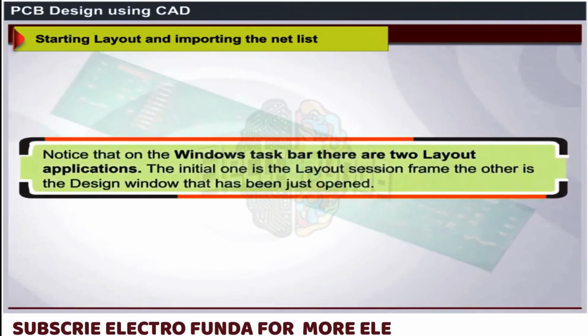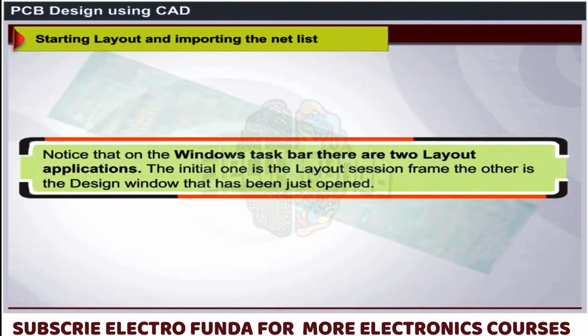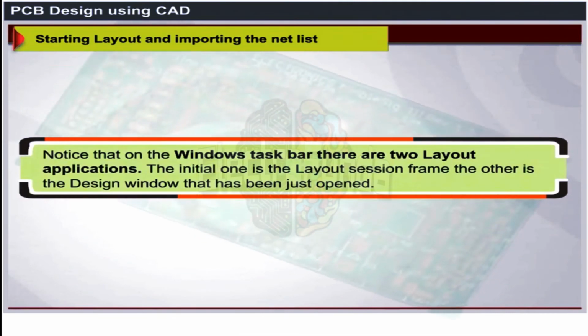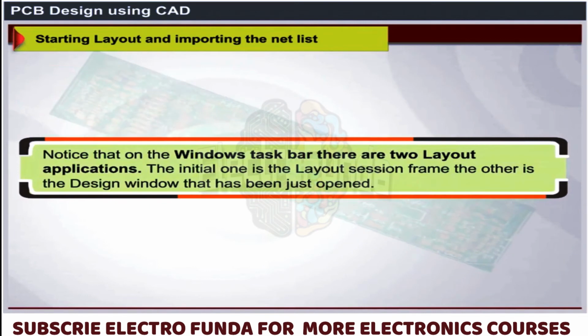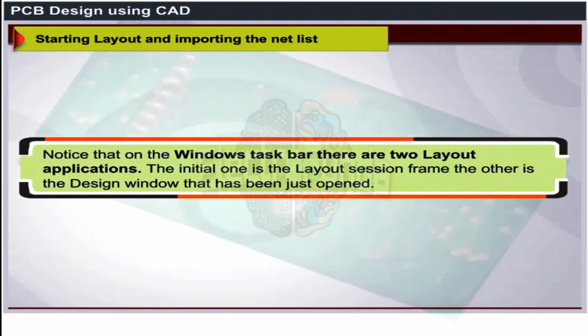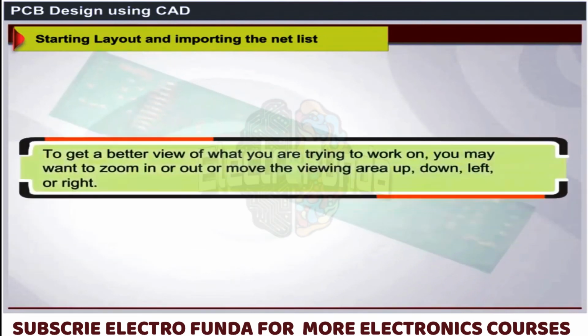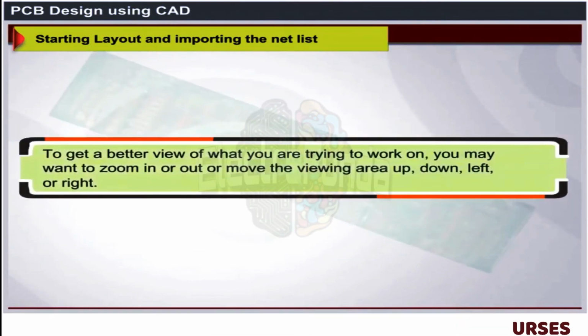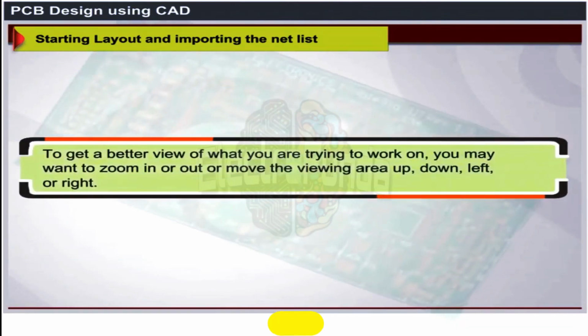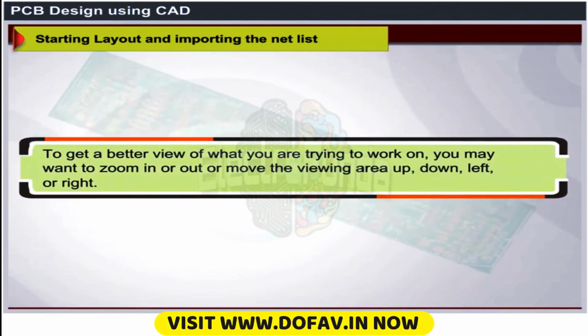Notice that on the window taskbar there are two layout applications. The initial one is the layout session frame and the other is the design window that was just opened. To get a better view of what you are trying to work on, you may want to zoom in or zoom out or move the viewing area up, down, left or right.